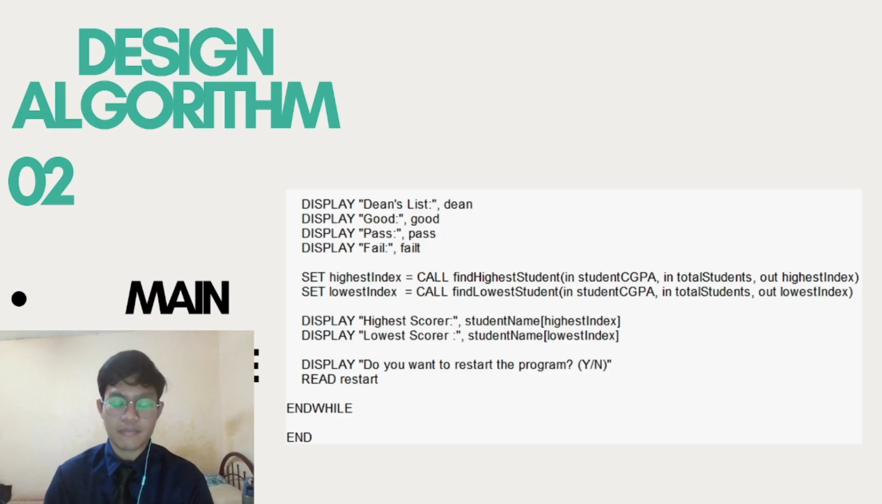For the dean's list, it will put how many students were eligible for the dean's list. Same goes for good. Same goes for students that only get pass. Same goes for the students that fail. And it will call the function find highest student and function find lowest student. Then it will display the highest scorer, which student got the highest CGPA in the class, and which student got the lowest score in the class.